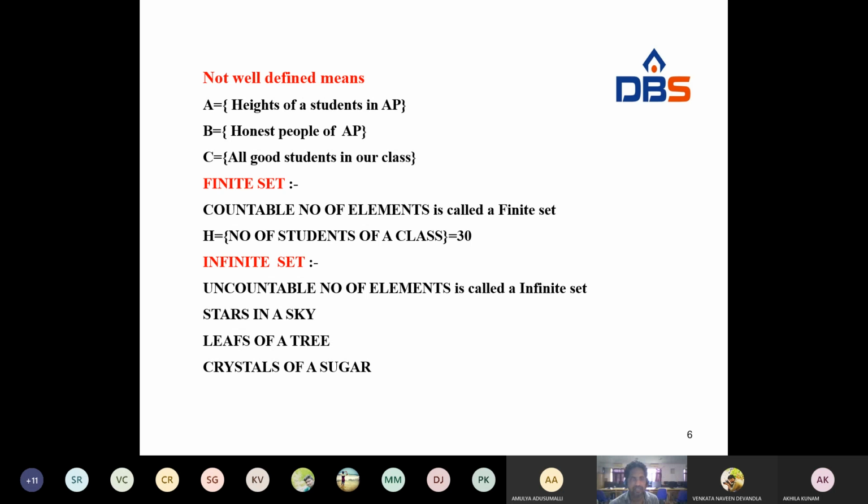Next, finite set. A countable number of elements is called a finite set. We can say that a number of elements that can be counted is called a finite set. For example, H equal to the set of the number of students of a class, that equals 30.